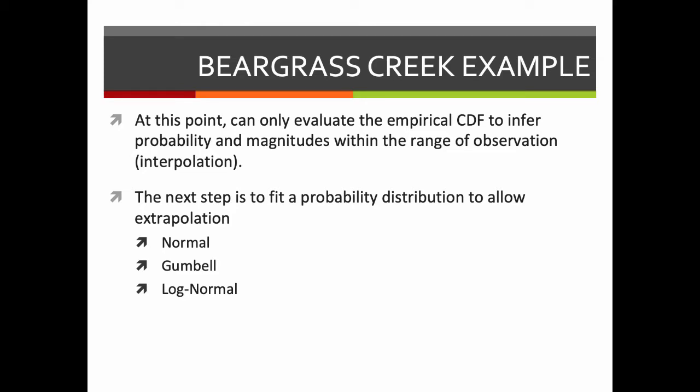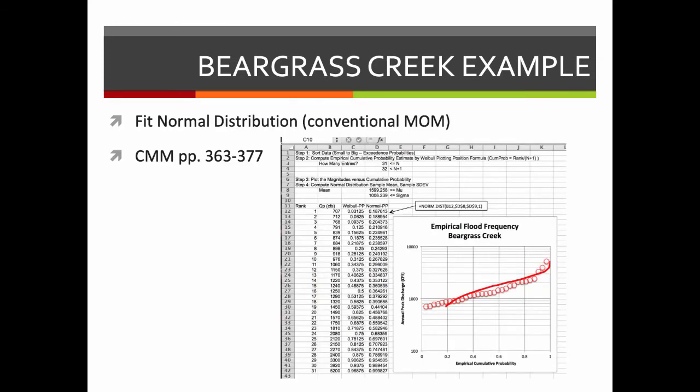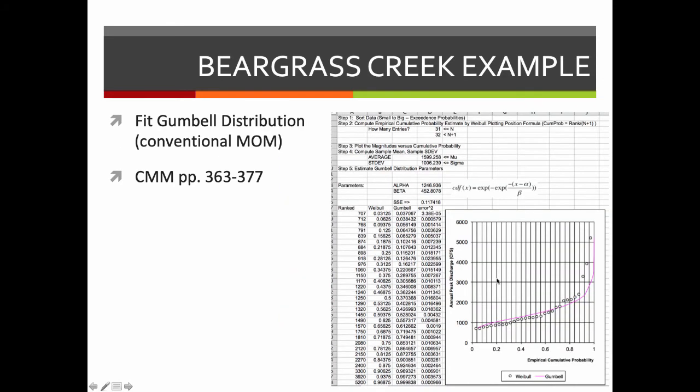So some examples are normal, Gumbel, and log normal. Here's a normal distribution fit by conventional method of moments. So we calculate the mean and standard deviation, and that gives us the information to fit a normal distribution. Here it is plotted. We're going to look at an R script that does the same thing. Gumbel distribution, also by method of moments, using a formula for estimating the alpha and beta of the Gumbel distribution.